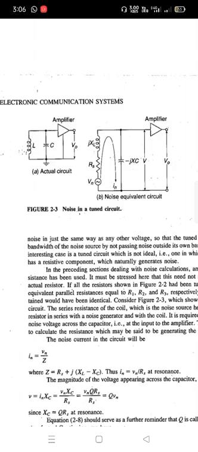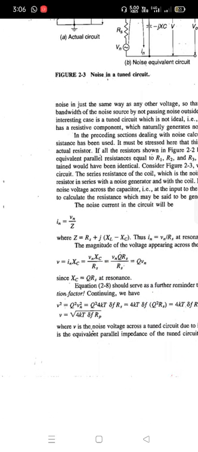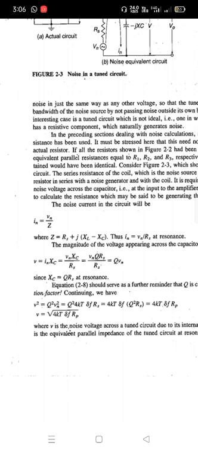Okay, so what is the noise current? In equals Vn by Z, simple Ohm's law we are using here. And what is Z? Z is nothing but Rs plus j into XL minus Xc, correct? And thus the noise current In equals Vn by Rs at resonance. At resonance, what is the concept of resonance? That XL equals Xc. So at resonance these two cancel each other, correct? So we get In equals only Vn by Rs.